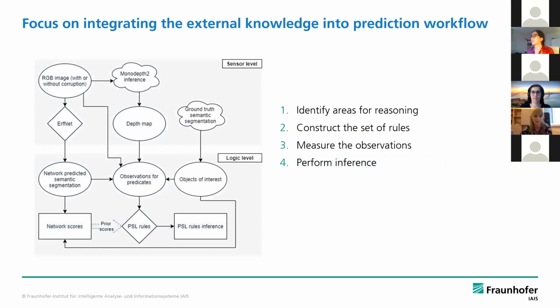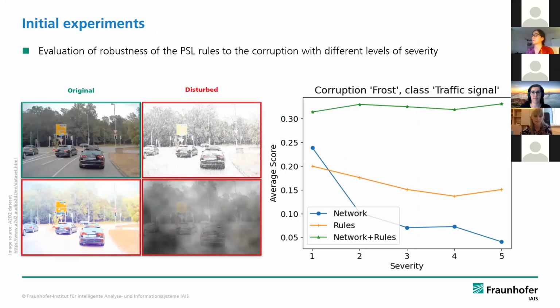Like this, we separated our pipeline into two clear zones: a sensor level with no high-level logical reasoning, and a logical level where we have objects and interactions between them. We performed an evaluation, checking the robustness of PSL rules to corruption with different levels of severity. We try to use corruptions that are very close to something that can happen in nature, like snow, very bright sun, fog, or frost.